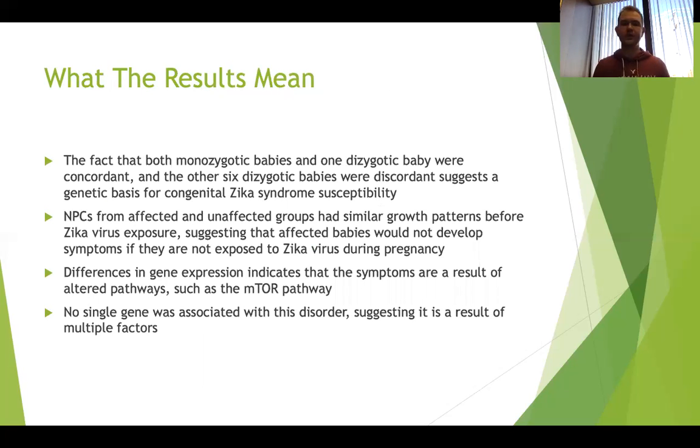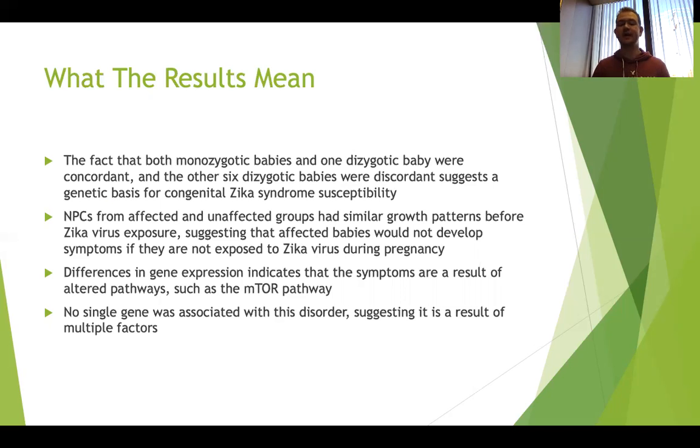All right, so what do the results of this paper mean? So the fact that both monozygotic babies and one dizygotic baby were concordant, and the other 6 dizygotic were discordant, this pattern suggests the genetic basis for congenital Zika syndrome susceptibility, which is what led to this research. And the 3 main findings of this research.